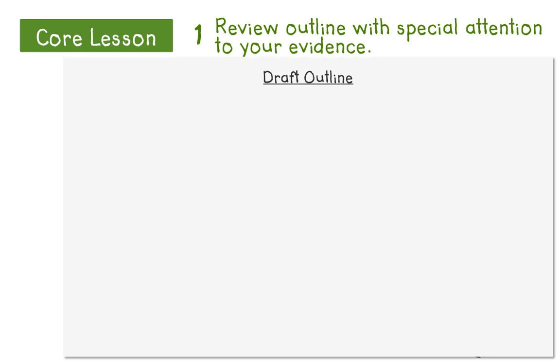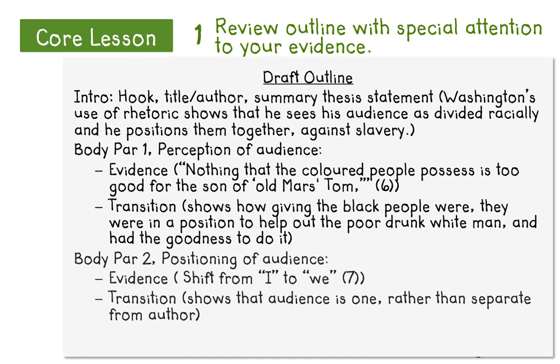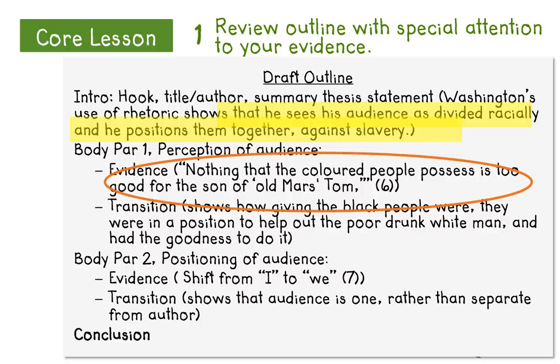So step 1, I'm looking back over my outline with special attention to my evidence. And I'm going to begin as I always begin, by looking over my thesis statement to make sure that's clear. In my thesis statement, I'm saying that Washington's use of rhetoric shows that he sees his audience as divided racially and that he positions them together against slavery. So then my first piece of evidence is supporting an idea about how he perceives his audience. As I look at that, I think it works, but something doesn't quite fit for me, and so I'm just noticing that in my mind and hanging on to that thought.